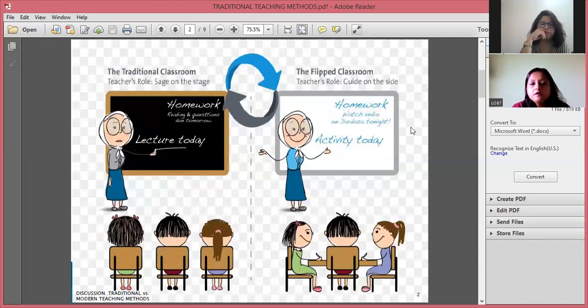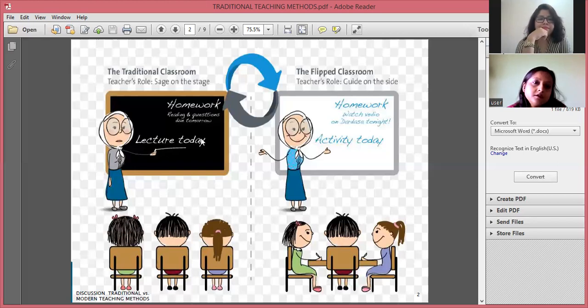In this picture, we see the traditional classroom and the flipped classroom. We want to see the transformation. In the first picture, in the traditional classroom, the teacher gives the lecture in front of the students. Students do nothing, and simply the teacher writes on the blackboard while students are sitting. On the blackboard there is a homework.